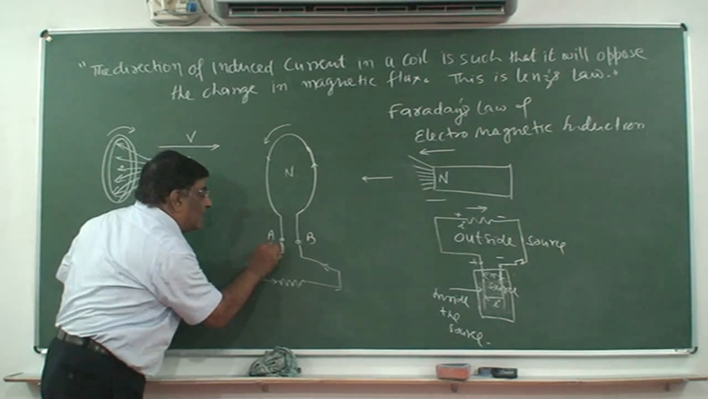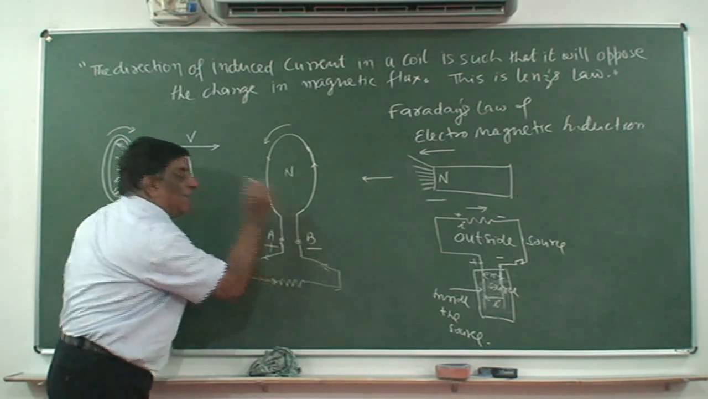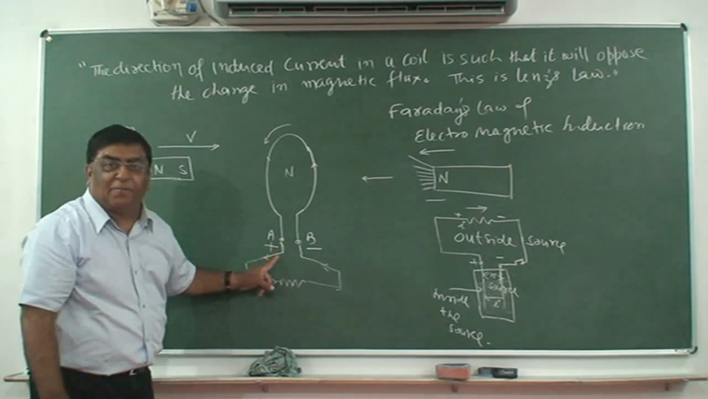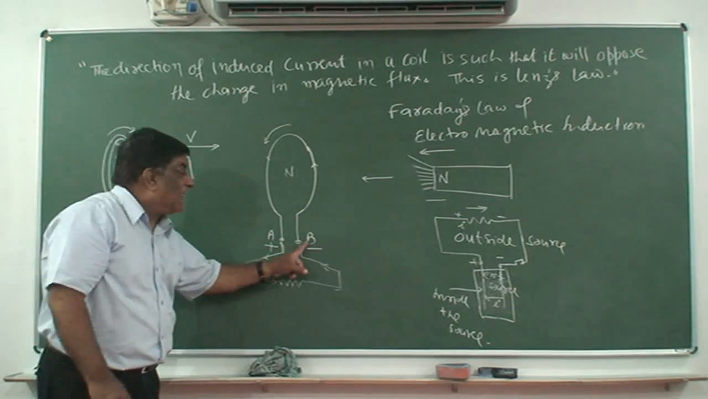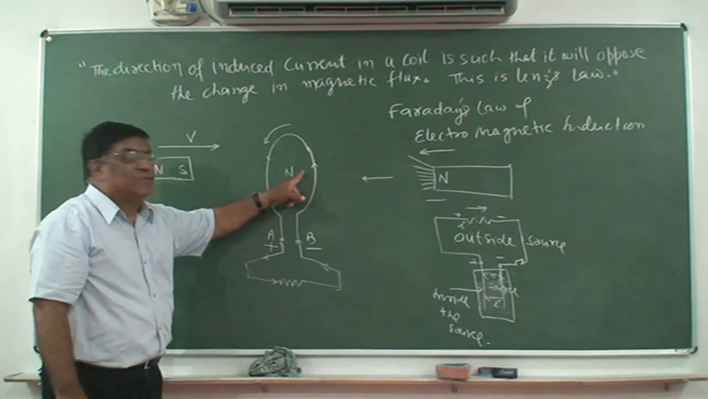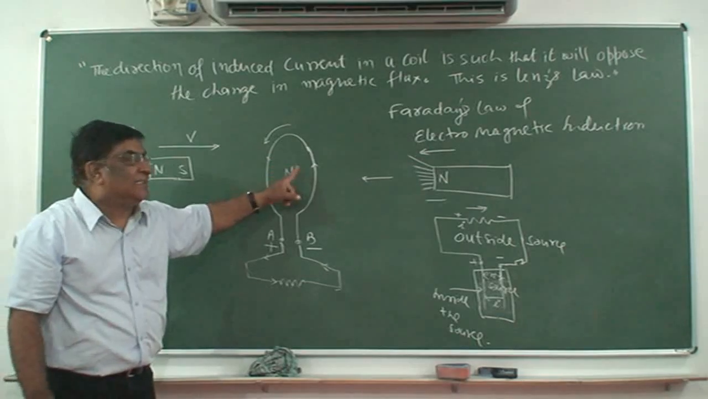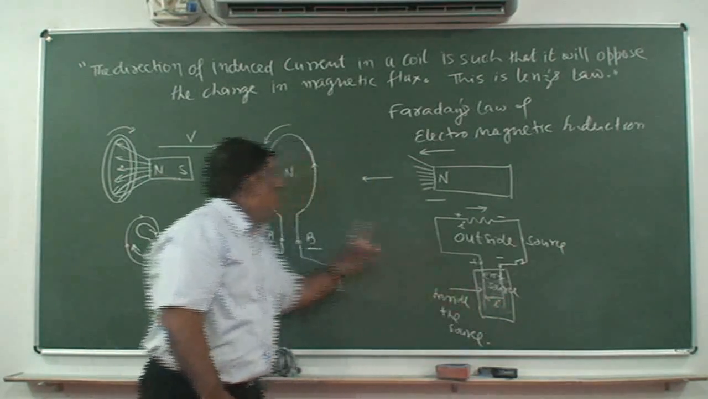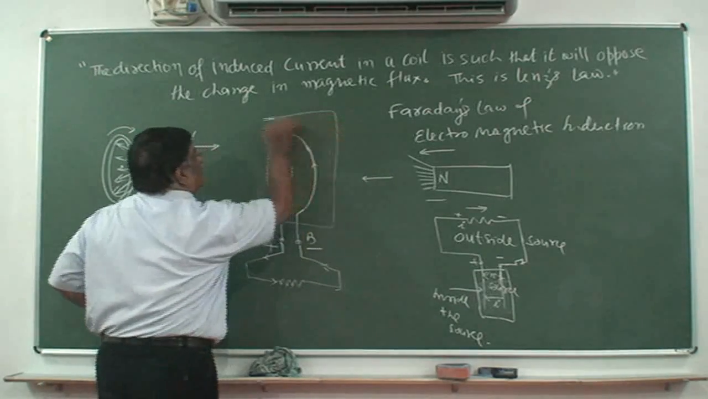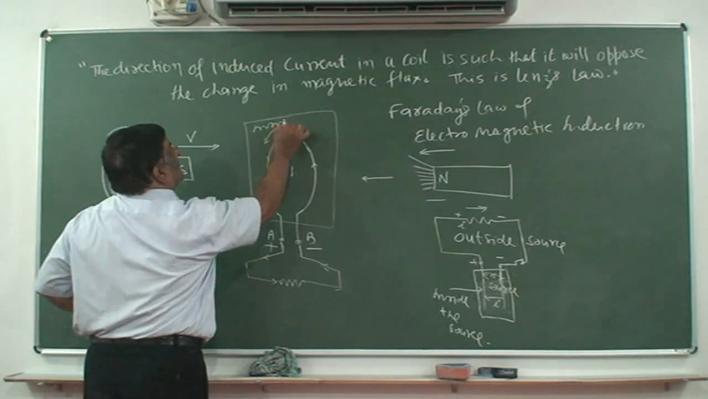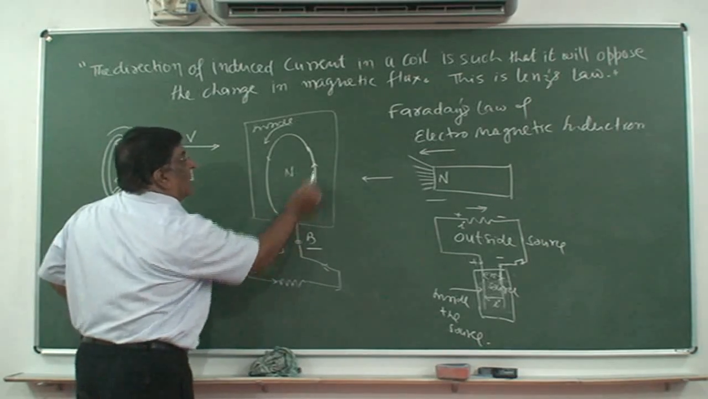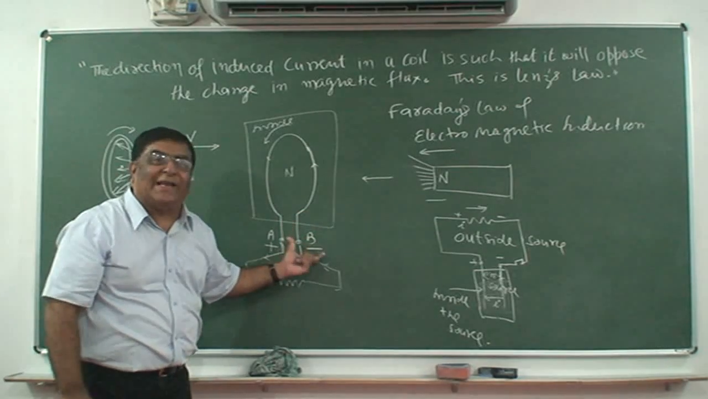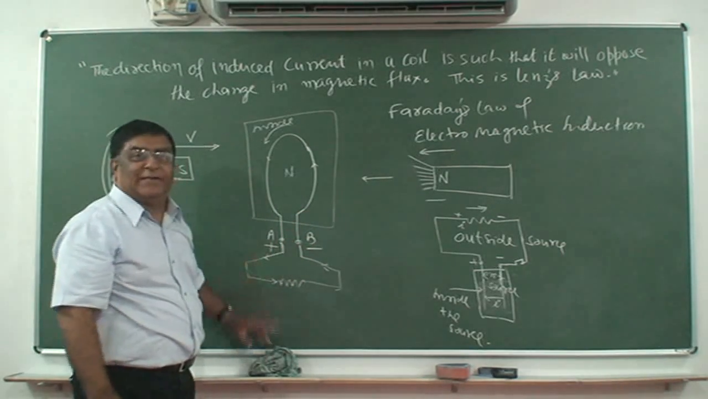Then what is the sign of A? Plus. And what is the sign of B? Minus. So the current goes from A to B, that is from plus to minus. So this becomes minus. If you see this very well, it is correct because inside the source it goes from minus to plus. This is inside the source. So this is how you will decide the polarity of the two points.